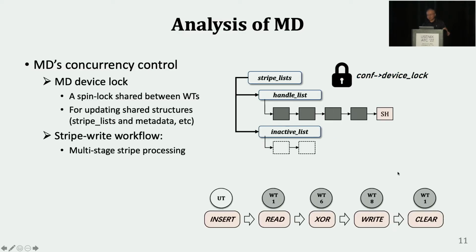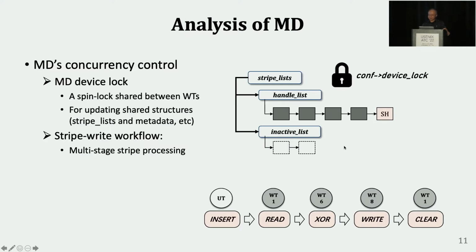So in fact, the stripe list is a hotspot due to the worker thread's non-exclusive stripe processing. The stripe write process workflow roughly consists of 5 consecutive stages, from inserting the block IOs into the stripe head to handling the stripe write itself, which has 3 stages, as mentioned earlier: read, modify, and write. And finally, clearing the stripe head. Different process stages may be handled by different worker threads in this setting.